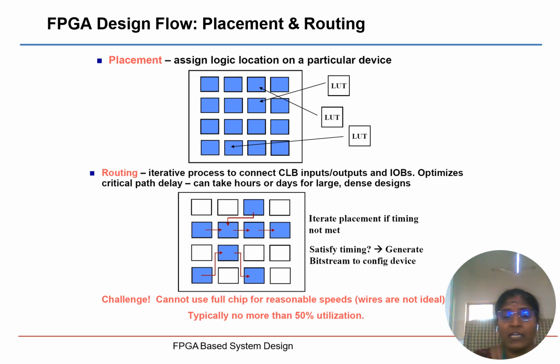Critical path delay is nothing but the largest delay between input and output. It can take hours or days for large and dense designs. Look at how the connections are established between each and every configurable block, from one block to another block, one row to another row, and within the same row. Now, iterative placement is done if timing is not met. Depending upon the timing analysis, we have to do as many iterations as needed to obtain the minimum delay.